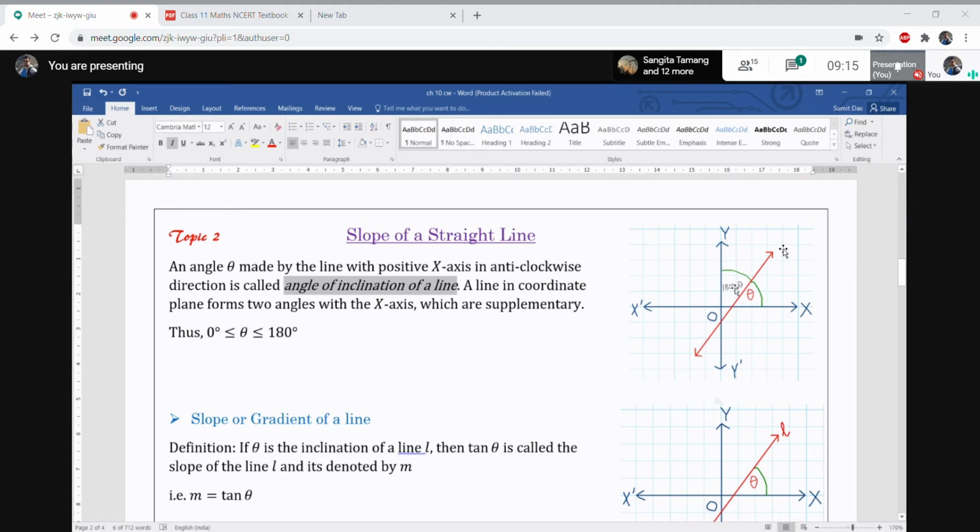This is written as 180 minus theta, no? It is not 180 minus theta. It will be 90 minus theta. That is one mistake. Just hold on for 1 minute.